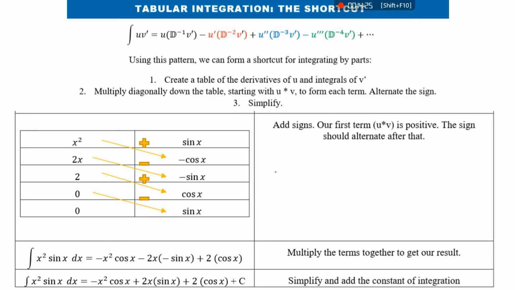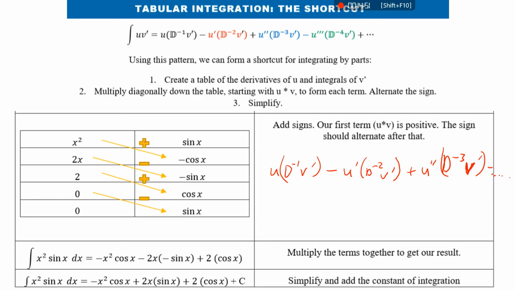Again, that's u first integral of v prime minus u prime second integral of v prime plus u prime prime third integral v prime. It's going to keep going from there.